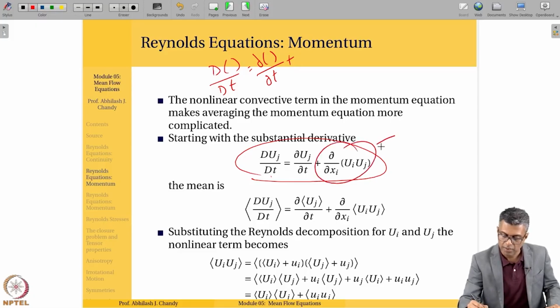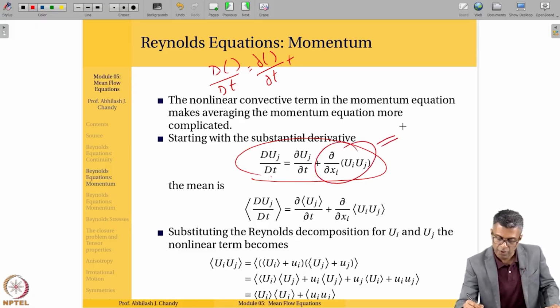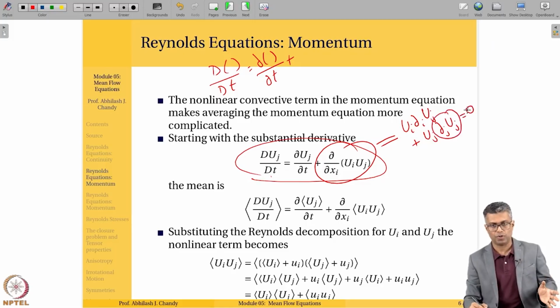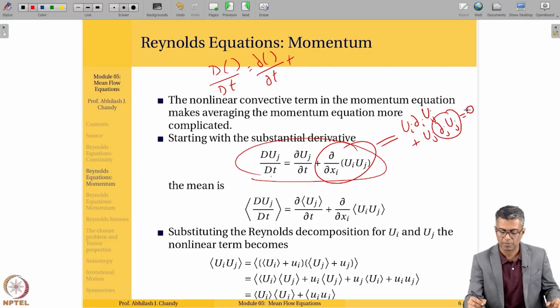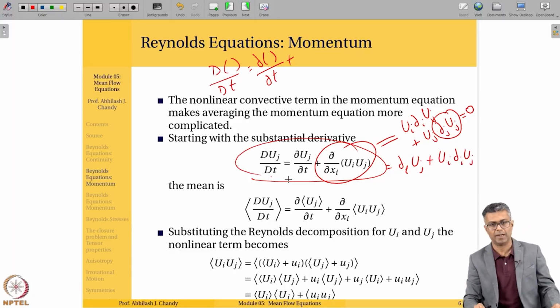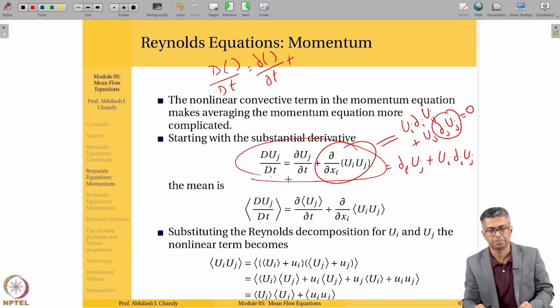If you see here, this component can be written as ui del i uj plus uj del j uj. This term goes to 0 because of continuity. So this essentially comes out to be del t uj plus ui del i uj. That's another way of writing it. Or we could also write it as what is shown here in the slide: del t of uj plus del xi of ui uj.